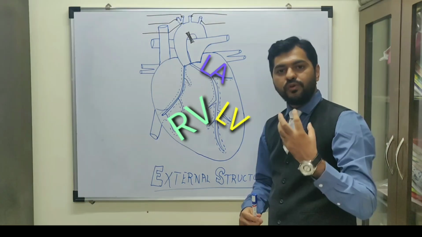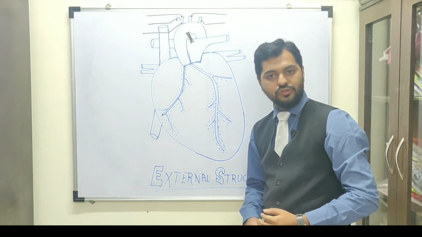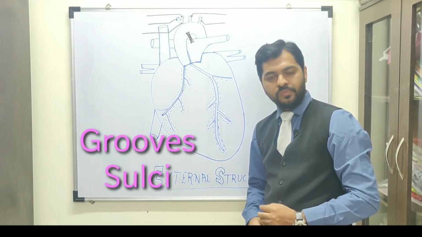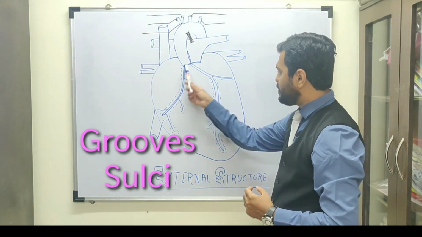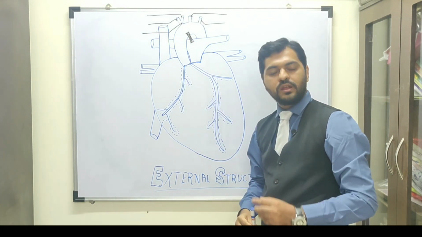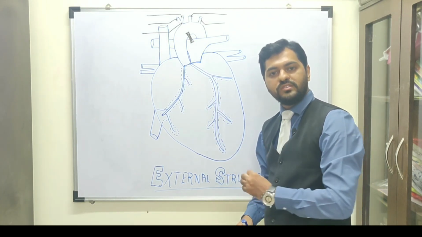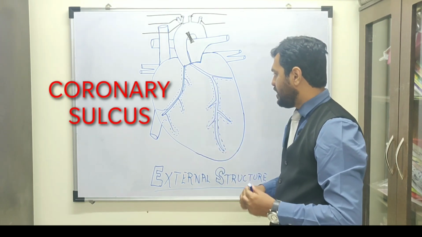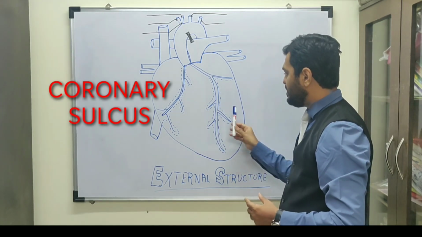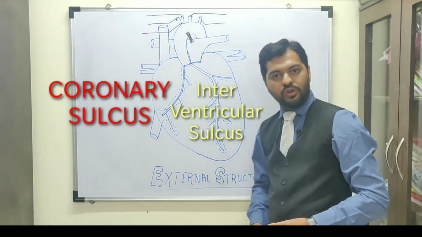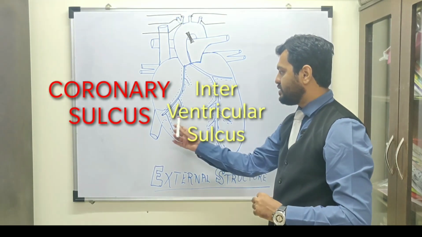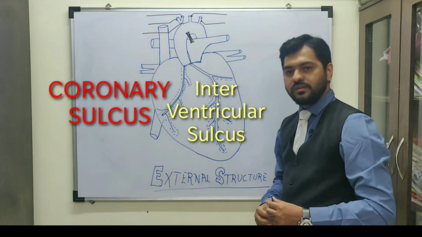Now externally we observe certain depressions, and those depressions are known as grooves or sulci. This dotted area is a transverse and oblique groove, known as the coronary sulcus. Similarly, this dotted area is the sulcus present between the ventricles, known as the interventricular sulcus. So externally we can distinctly observe two sulci: the coronary sulcus and the interventricular sulcus.